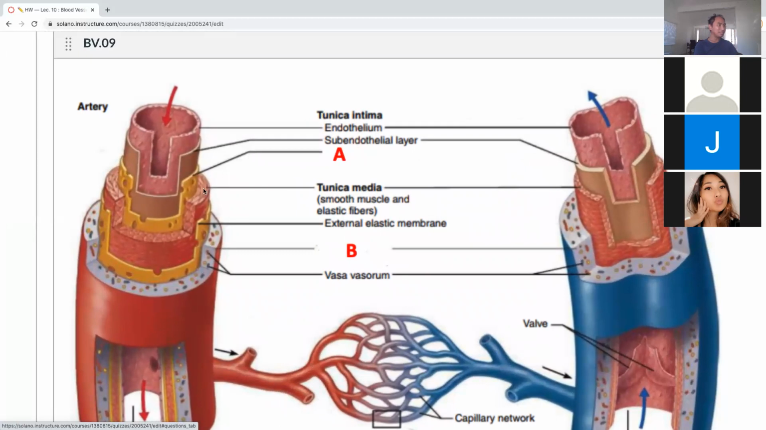So in a bigger vessel, tunica media will be sandwiched by the inner elastic membrane and outer elastic membrane. And in a bigger vessel, under the endothelium, we have the subendothelial layer. So it depends on how big the vessel is and what sort of vessel it is. Is it an elastic blood vessel or a muscular blood vessel?